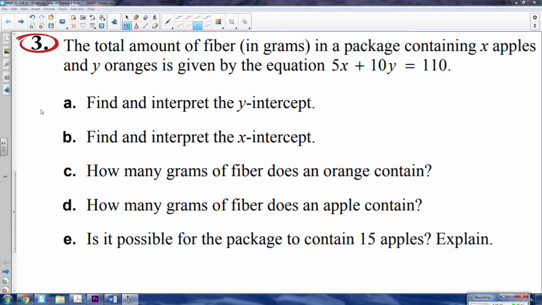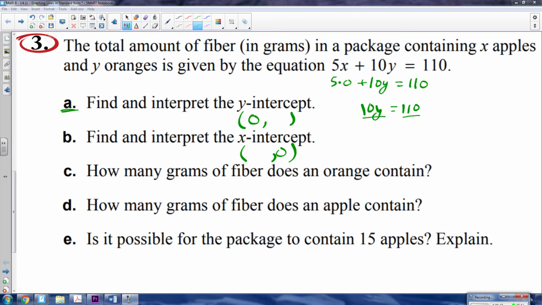So if it's the y-intercept, we know we're setting the x equal to 0. And we know for the x-intercept, we're setting the y equal to 0. So I'm going to fill in half of the work already. You see what I mean? So if the x is going to equal 0 in this first one here, what's going to happen in this equation? This is going to now be 5 times 0 plus 10y equals 110, right? So that's just 10y = 110.